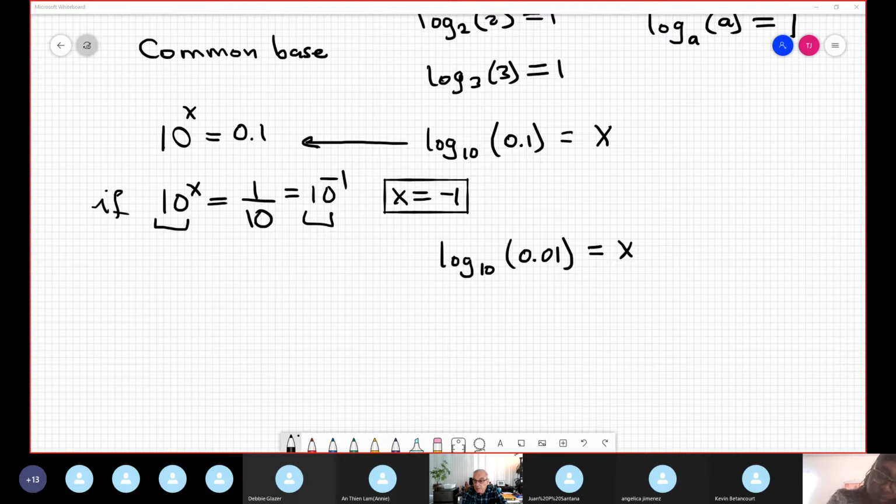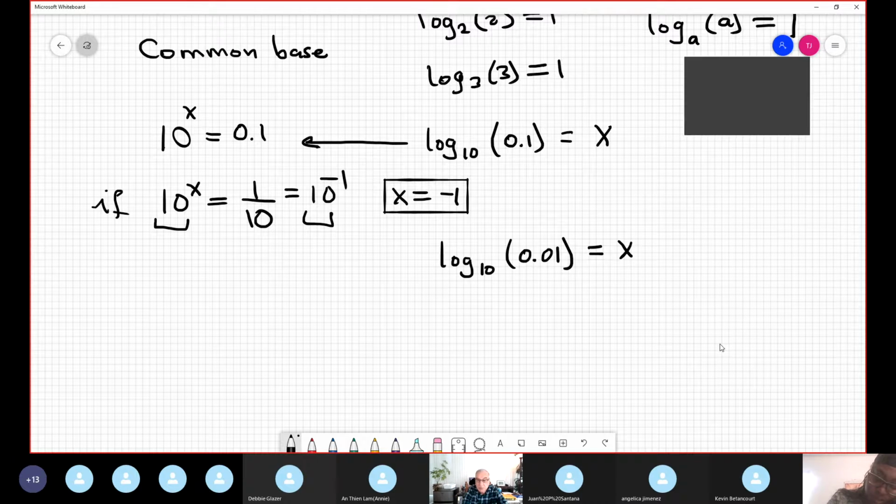Let me see. Negative. Diego Hernandez says negative. Okay, wait. Suppose I have no idea. I change to exponential statement. The base again is x. The base, the exponent, no idea.